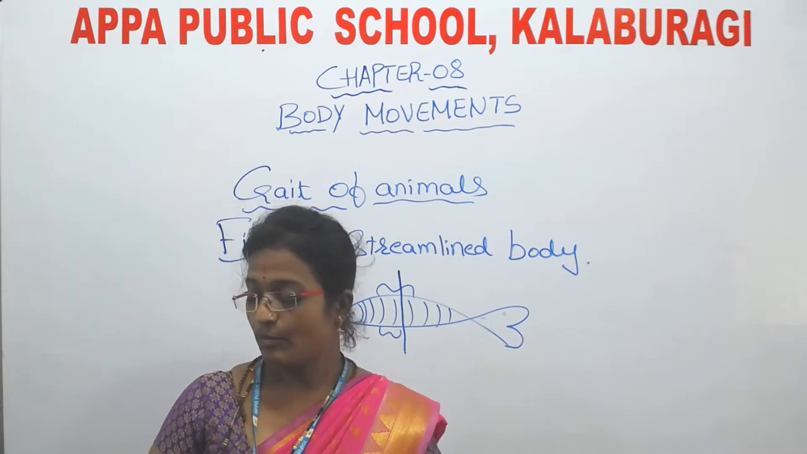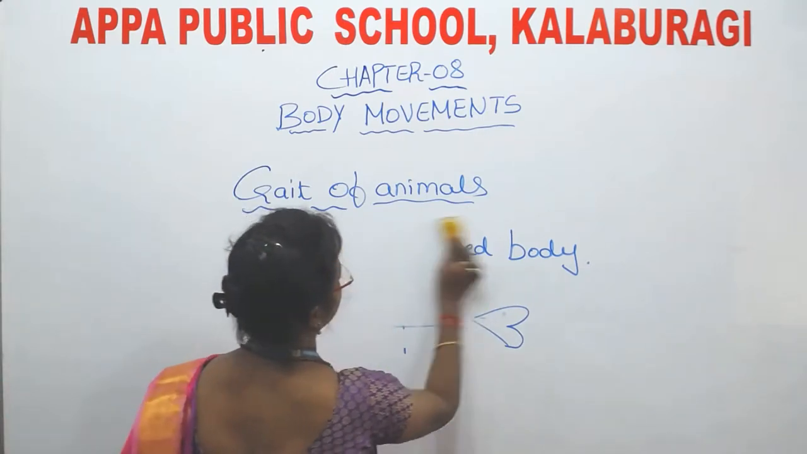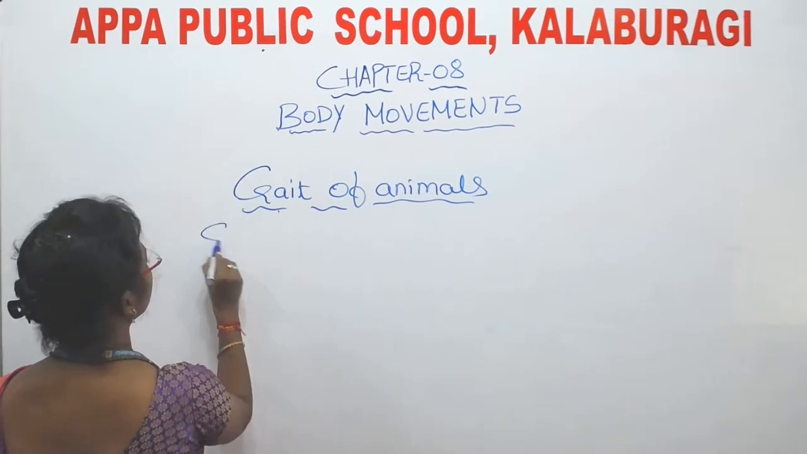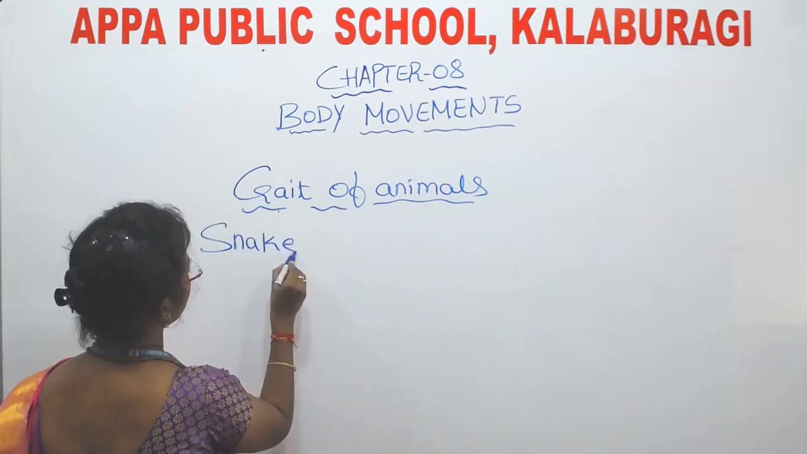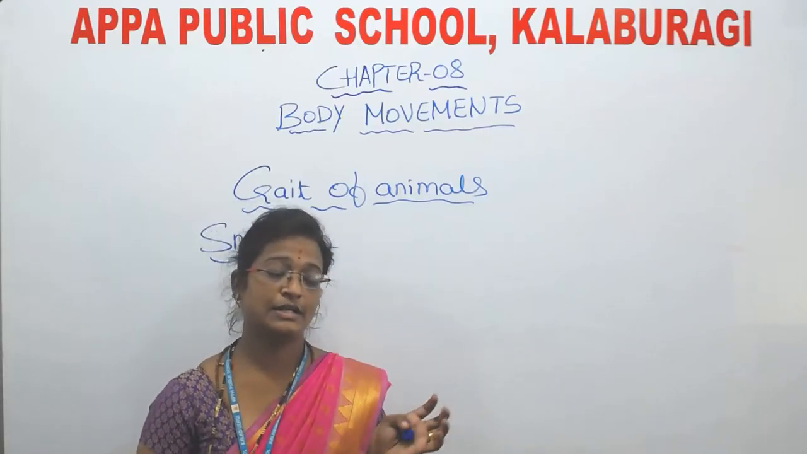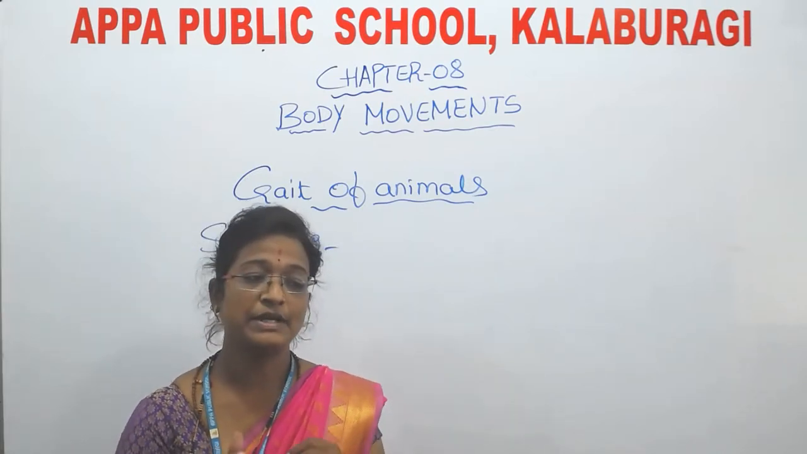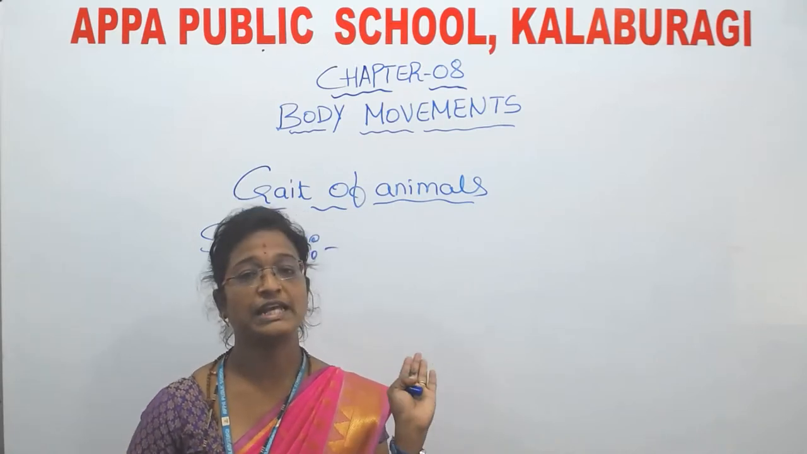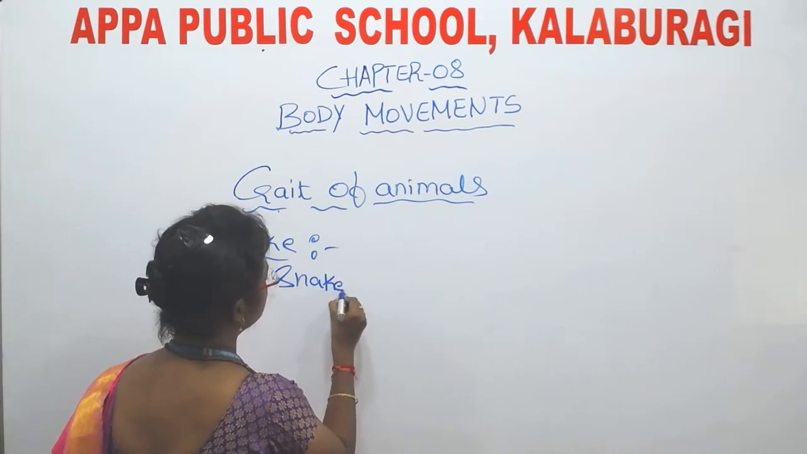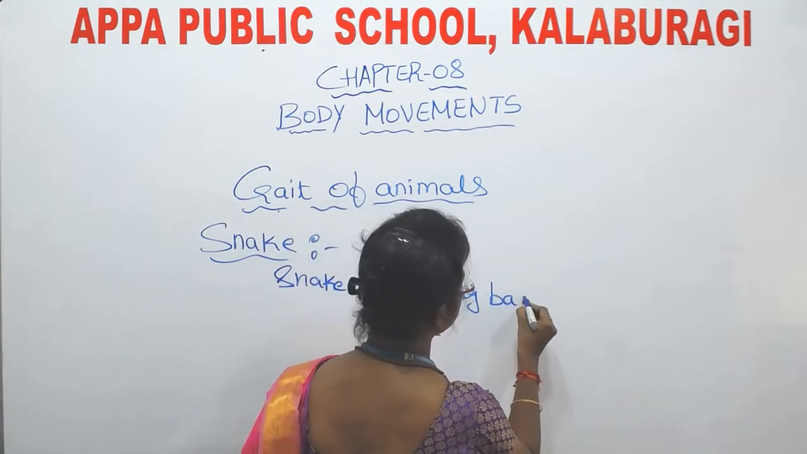And now we will move forward and discuss the last animal, that is snake. So how will the snake's body and bones be? The snake will be very long, isn't it? So they have a long backbone. Snakes have a long backbone, isn't it?